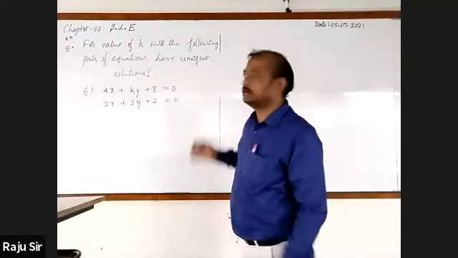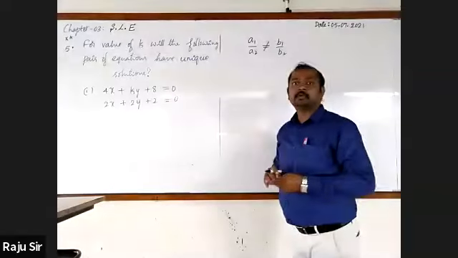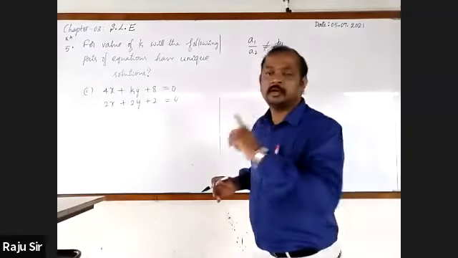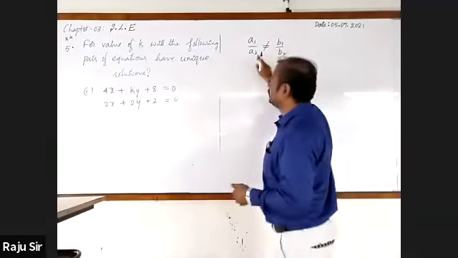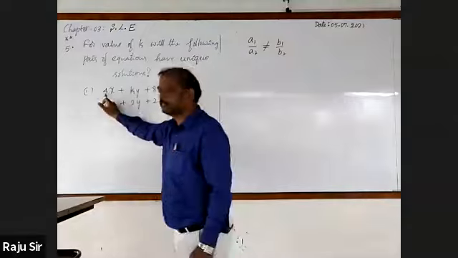Could you tell all what the condition is for a unique solution? Sir, a1 by a2 is not equal to b1 by b2. It is a1 by a2 is not equal to b1 by b2. Please don't try, just observe the board. We will substitute. A1, what is a1? 4. And a2 is 2.